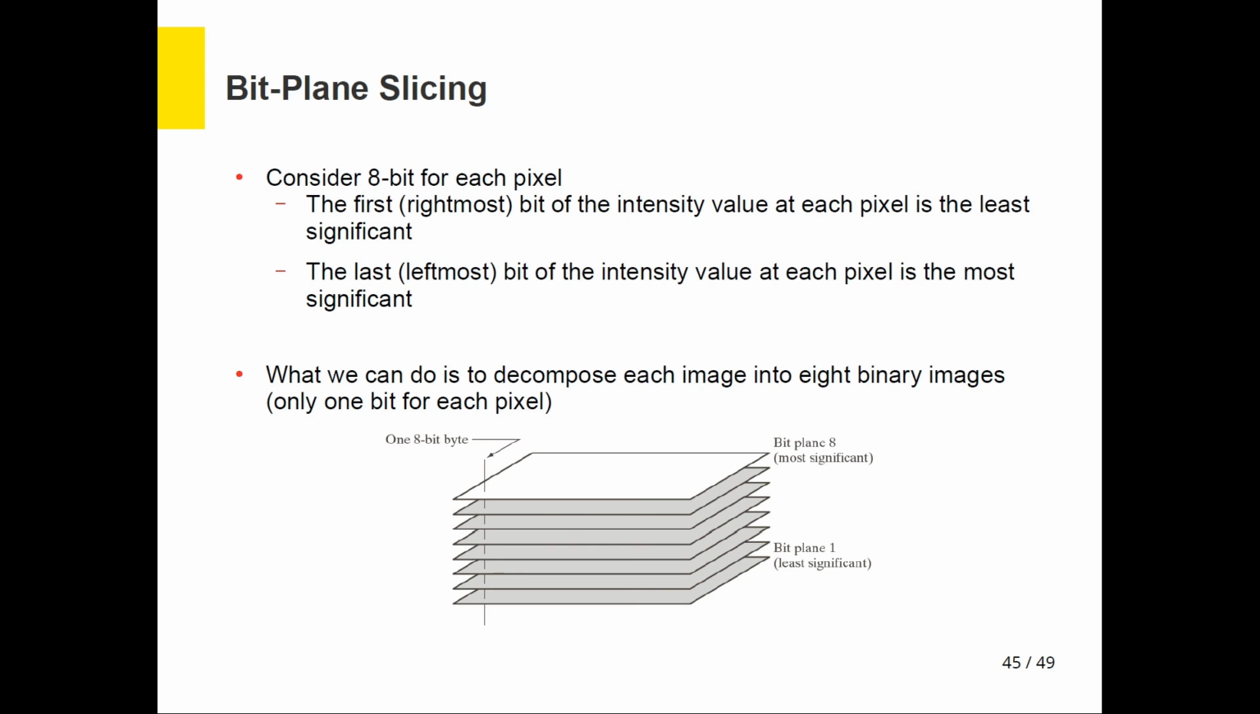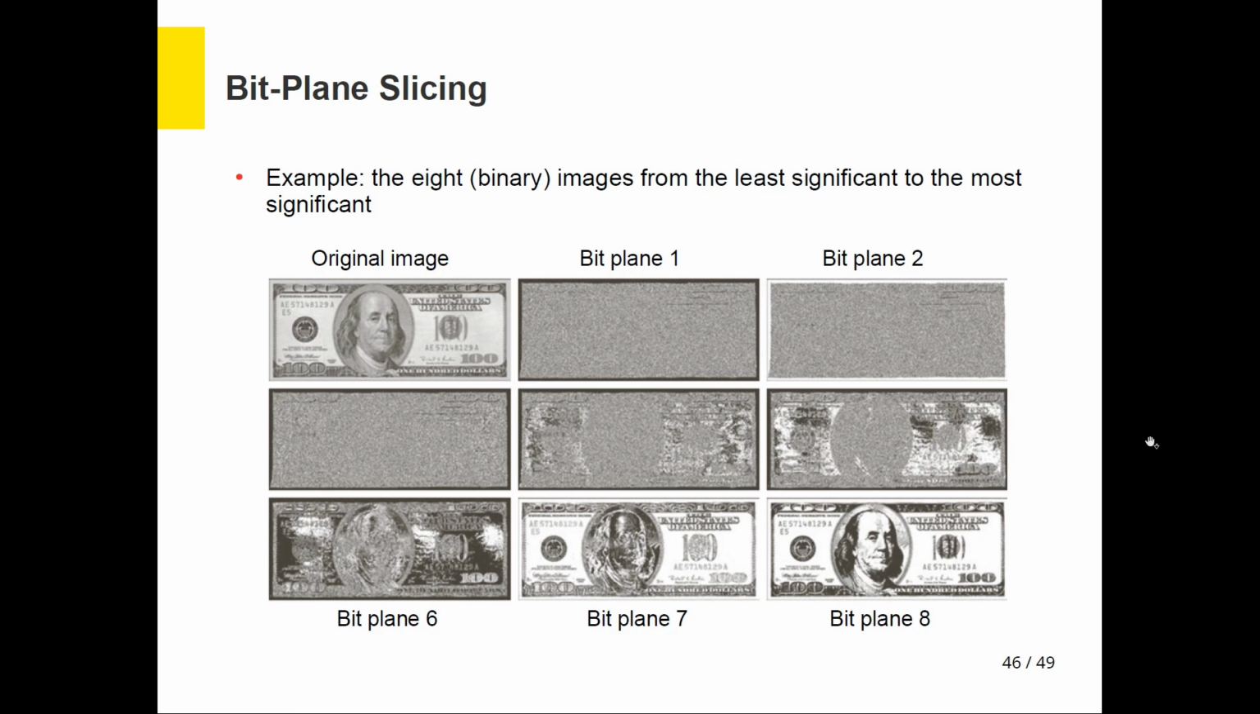On the other hand, the last or the leftmost bit of the intensity value at each pixel is the most significant one. Why? Because the weight associated with it is 2 to the power 7 or 128. So what we can do is decompose each image into 8 binary images, each showing only 1 bit for each pixel. And then we can reconstruct the initial image using different sets of these binary images.